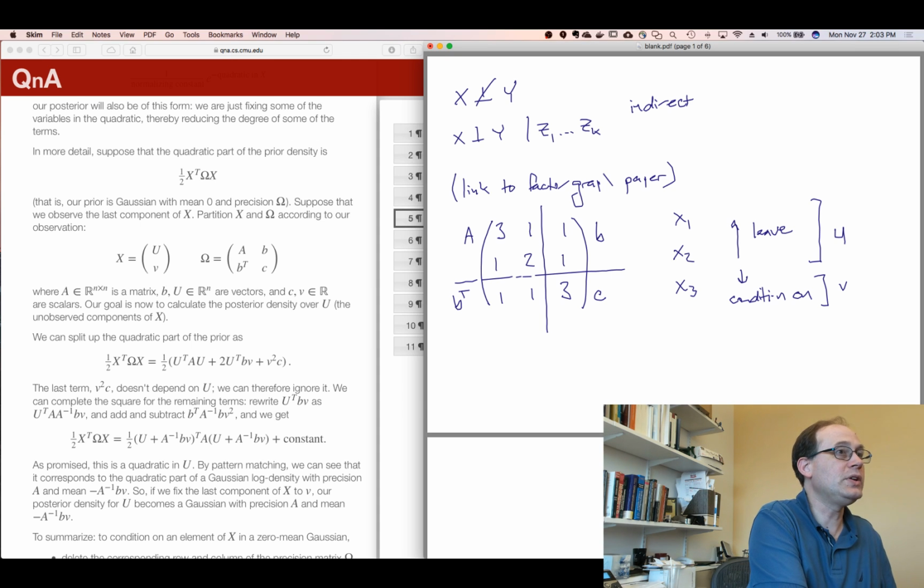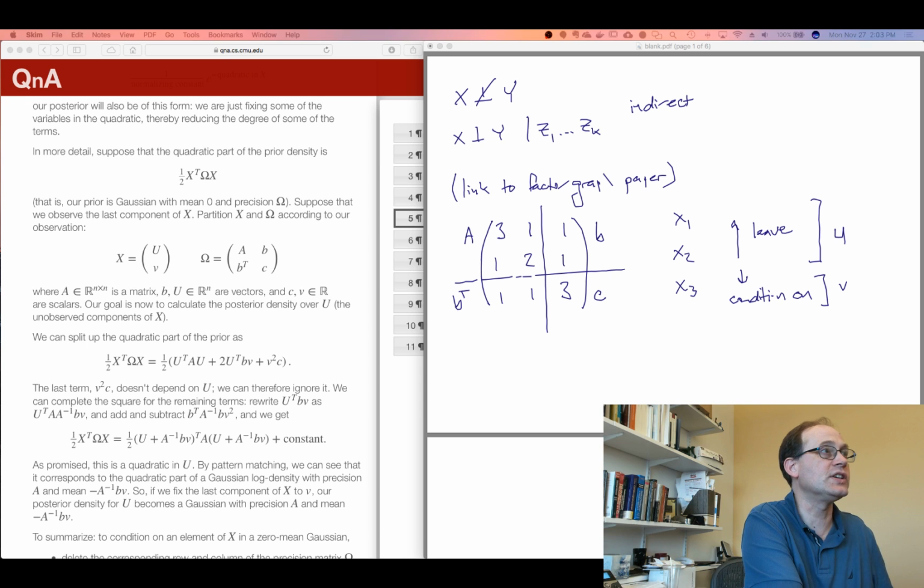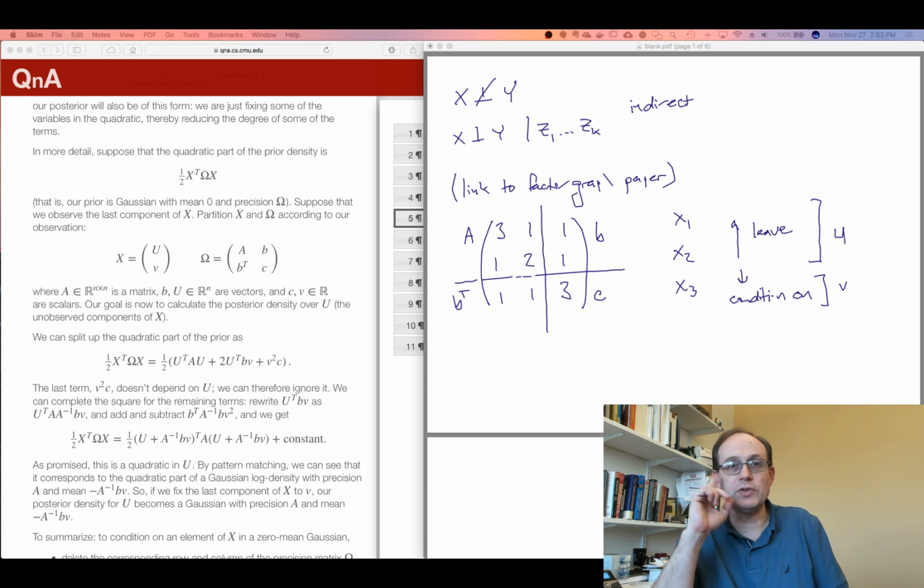Somebody's asking whether a Gaussian graphical model can be disconnected. Yes, absolutely. It's perfectly fine for a graphical model to be disconnected, and that just means that there's no interaction, direct or otherwise, between the variables on one side of the partition and the variables on the other side of the partition.